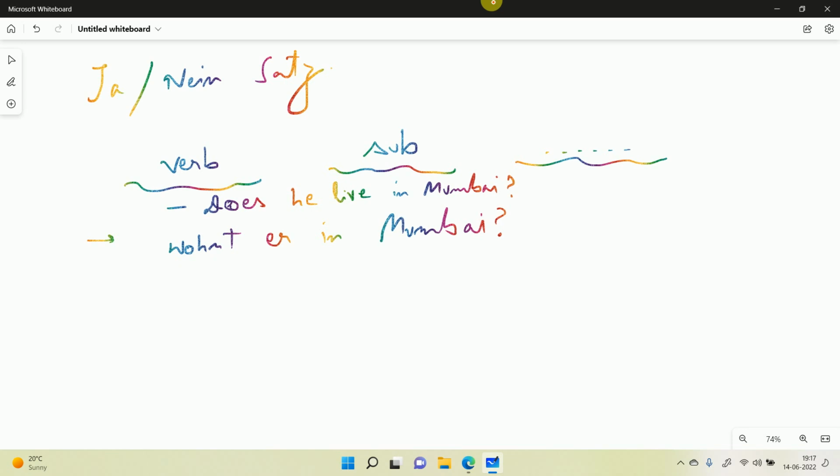Correct. So does he live in Mumbai? So the question in German is wohnt er in Mumbai? So again, you probably have seen this verb comes at the first position, right? We will take many more examples.